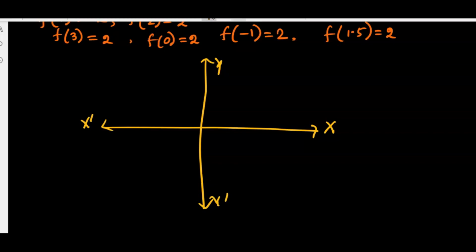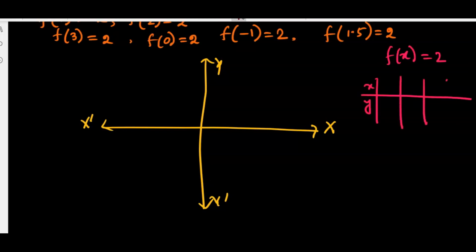So we will draw this function f(x) = 2. Again, you can make the table for your convenience. Take any values of x. Suppose 1, that also goes to 2. 2 goes to 2. 0 goes to 2. Minus 1, that goes to 2. Minus 2, that also goes to 2.